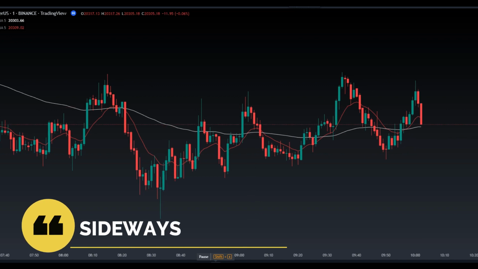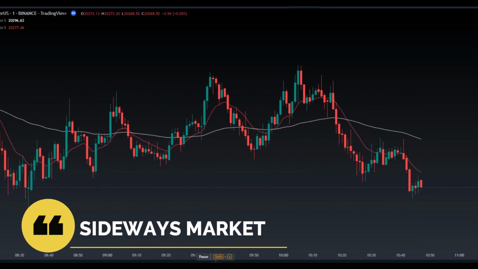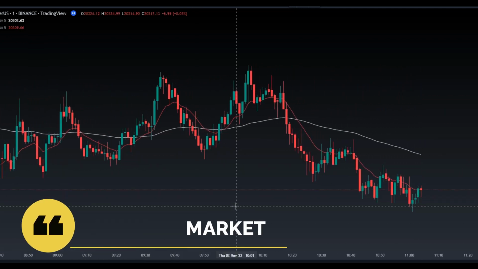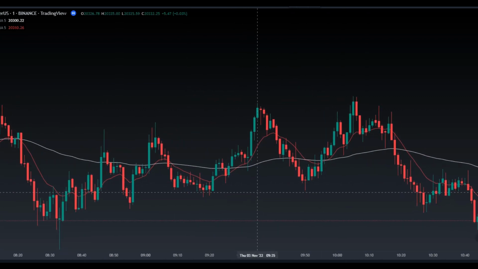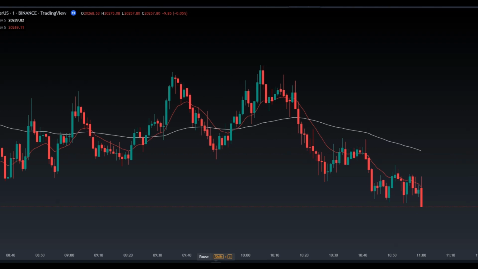Secondly, avoid entering in a sideways market. When you see a trend line is crossing through the price and the price failed to hold above or below the trend line EMA, this is a sideways market and you should never enter a trade.